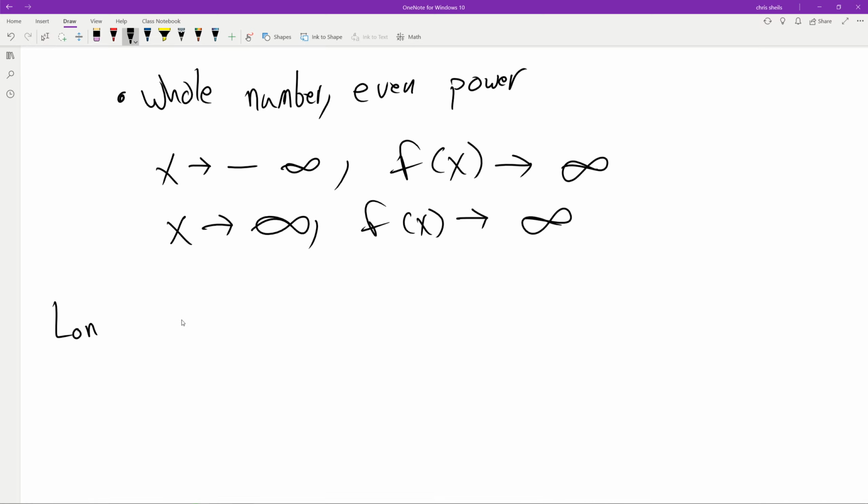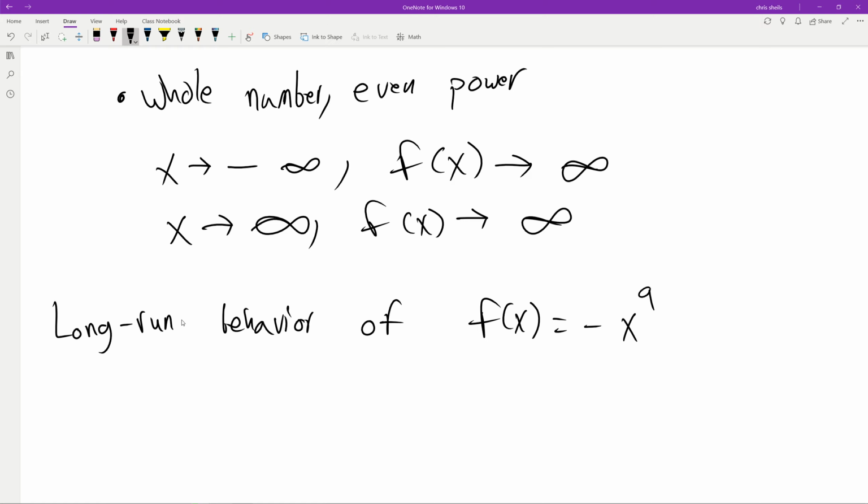Let's also describe the long run behavior of f of x equals negative x to the 9th. So let's note here that this has a whole odd power. So I expect this to behave somewhat like the cubic function. However, notice that this negative sign in front causes a vertical reflection.